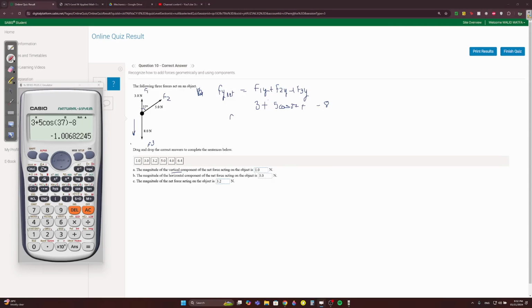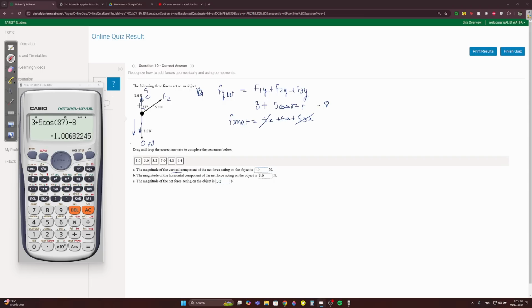How about the horizontal component? Fx net is equal to F1x plus F2x plus F3x. F1x is 0 and F3x is 0, so we can just cancel these. Why is it 0? It's going vertically down, vertically upward. In other words, the angle here is 90, and cosine 90 is 0. And the angle here is 270, and cosine 270 is also 0. Why 270? Because 90, 180, 270. So that's why F1x and F3x are 0. I just proved it for you in 3 different methods.